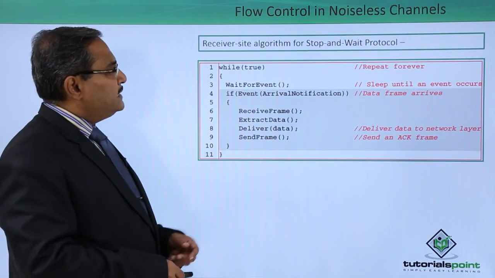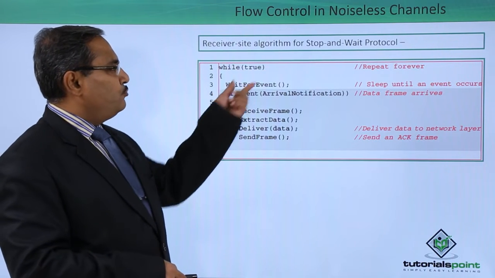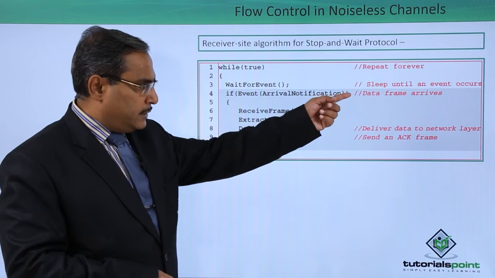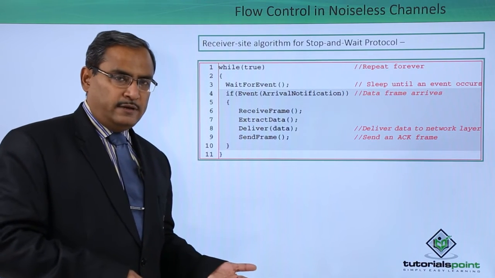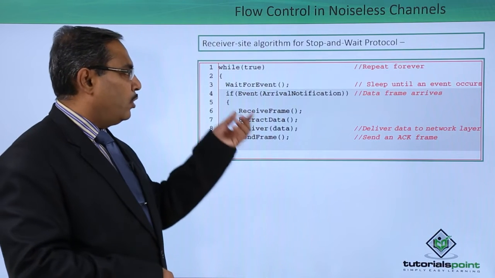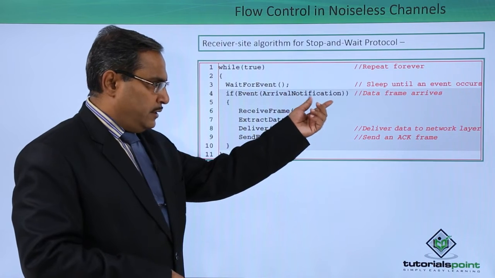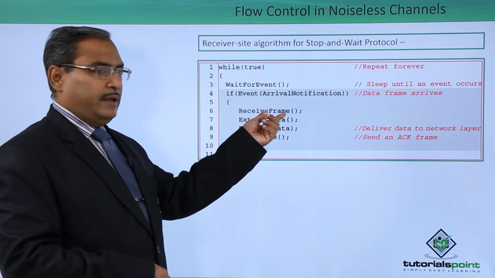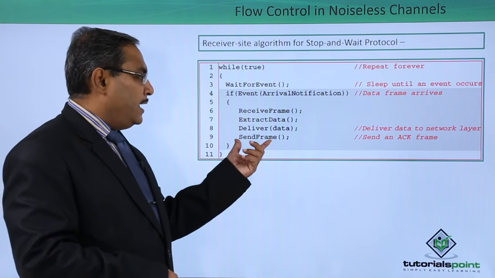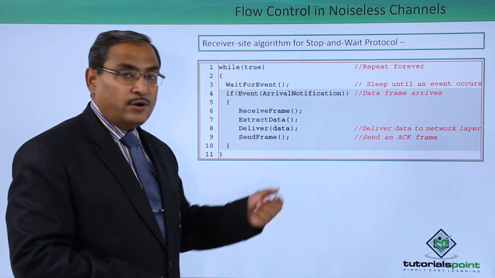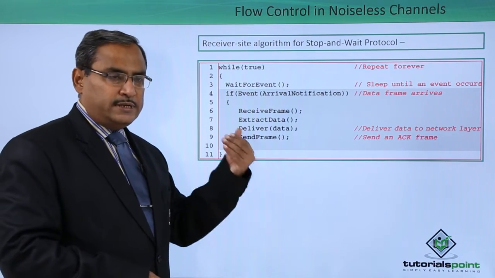Now we are going for the receiver side algorithm for the stop and wait protocol. While true, wait for the event, that is, sleep until an event occurs. Who will be generating the event? There is a lower layer, the physical layer, and to the data link layer the event will be occurring. If event is equal to arrival notification, a data frame arrives: receive the frame, extract the data, deliver the data to the upper layer, that is the network layer, and send frame. So send an acknowledgement frame to the sender from the receiver.